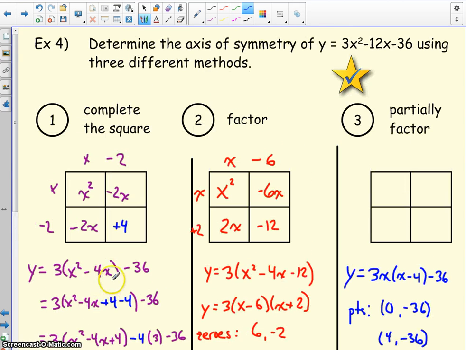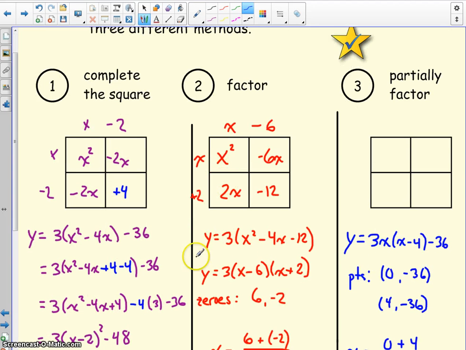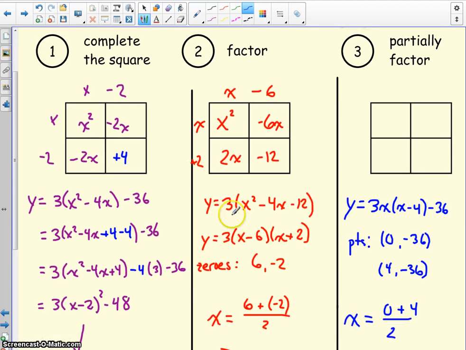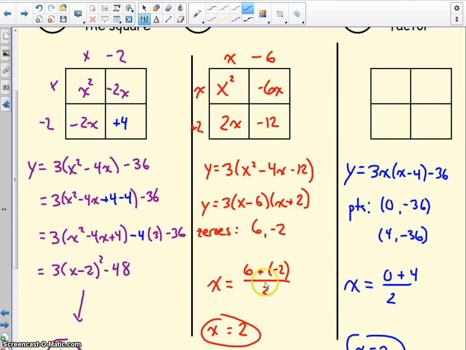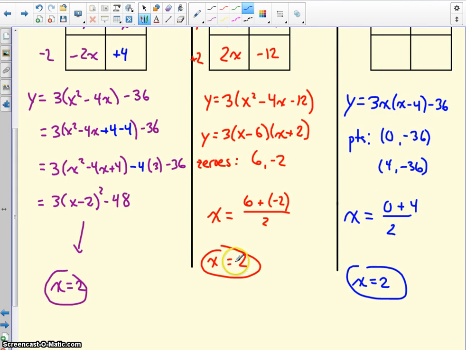If I was going to factor, what I look for first is the greatest common factor for all terms, which in this case is 3. If I factor out the 3, I have x squared minus 4x minus 12 left over. That's a simple trinomial from a couple units ago. So when you try that in the array, you get x minus 6 times x plus 2. So I get my 2 zeros at 6 and negative 2. Add them together, divide by 2 to find the axis of symmetry being x equals 2.